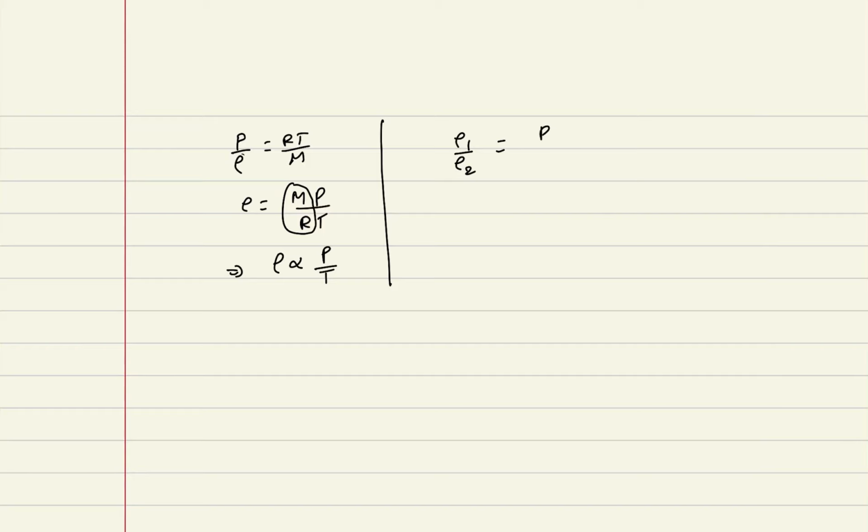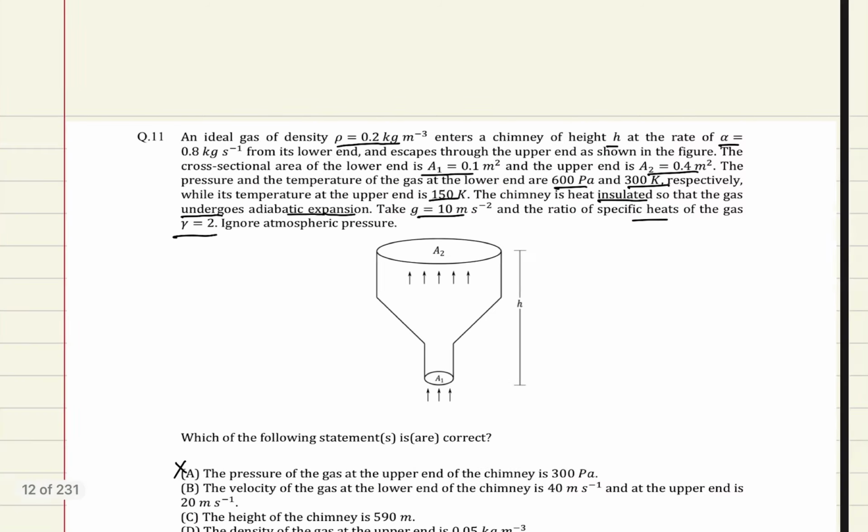For the density relations, we can see that P by rho is equal to RT by M. Here rho is density. Now we can write rho is equal to MP divided by RT. M and R are constants, the molar mass and gas constant are constant. We can write rho is proportional to P by T. If rho is proportional to P by T, rho 1 divided by rho 2 is equal to P1 by T1 into T2 divided by P2.